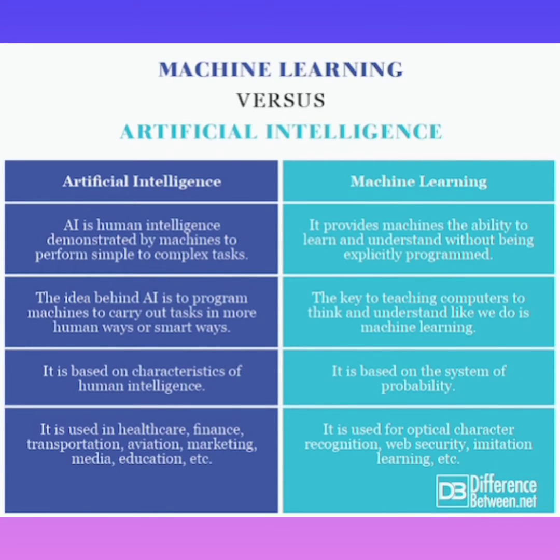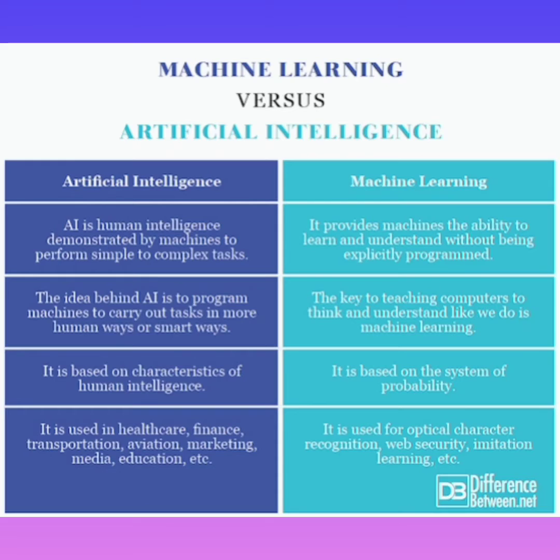Machine learning versus artificial intelligence. Artificial intelligence is human intelligence demonstrated by machines to perform simple to complex tasks. Machine learning provides machines the ability to learn and understand without being explicitly programmed. The idea behind artificial intelligence is to program machines to carry out tasks in more human ways or smart ways. The key to teaching computers to think and understand like we do is machine learning.